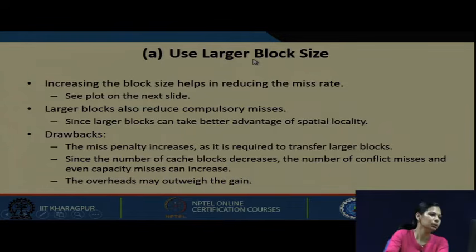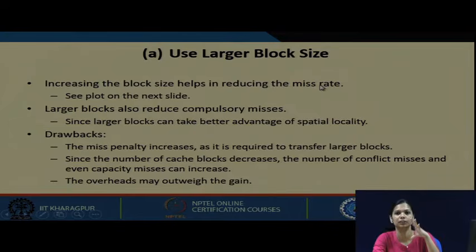When we use a larger block size, what happens? Increasing the block size helps in reducing the miss rate. Obviously, if you have a larger block size, you can bring a larger part of the program into the same block and then access it in a faster fashion. But there must be some drawbacks as well if you have a larger block size.